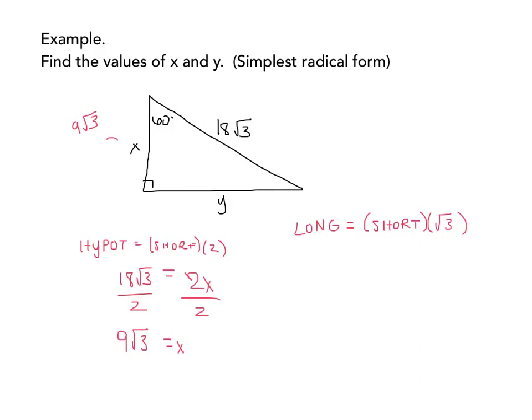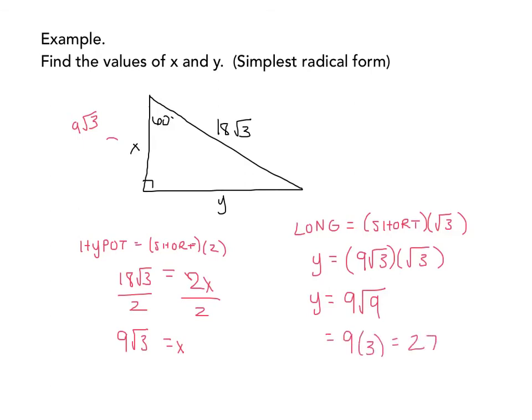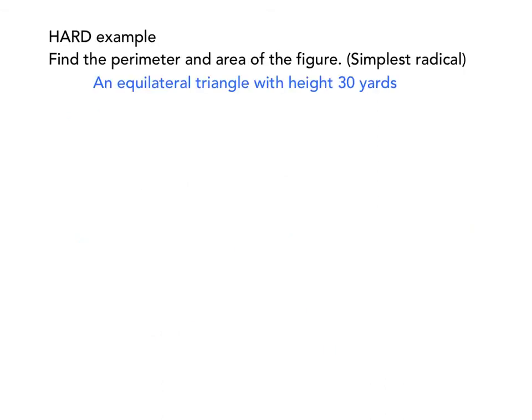So y is equal to the shorter side, which we just found was 9 square root of 3. So 9 square root of 3 times the square root of 3. Now we have to multiply. 9 is on the outside, 3 is on the inside, and 3 is on the inside. So we get y is equal to 9 square root of 9. But we know the square root of 9, so this is the same as 9 times 3, or in other words, 27.